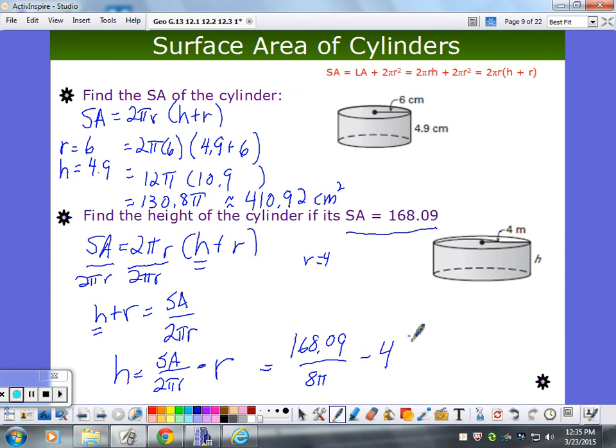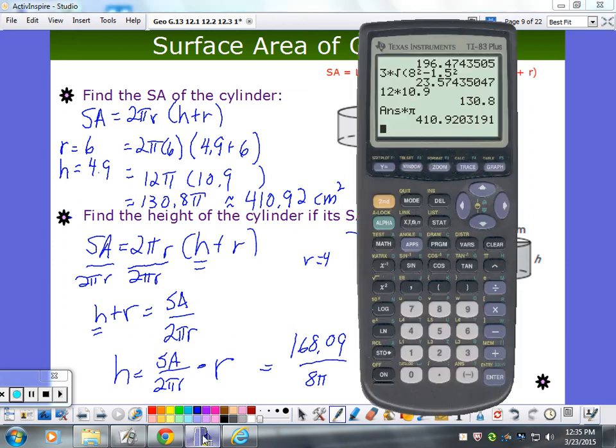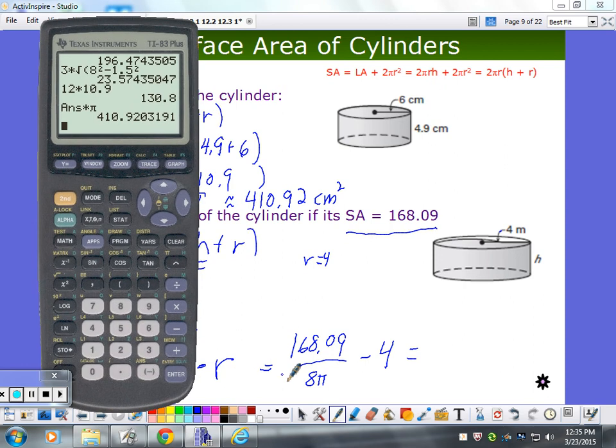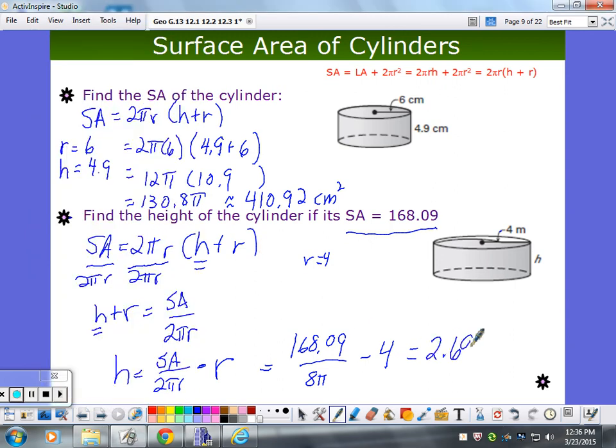Yeah? And now I'm going to use my calculator as my last step. I'm not doing any kind of estimating in between. I don't have to. So 168.09 divided by 8 pi. This has to be in parentheses, that 8 pi. You want to group them. If you don't, it's going to divide by 8 and multiply that whole thing by pi. Not what I want. And then I need to subtract 4. This is approximately 2.69 meters.